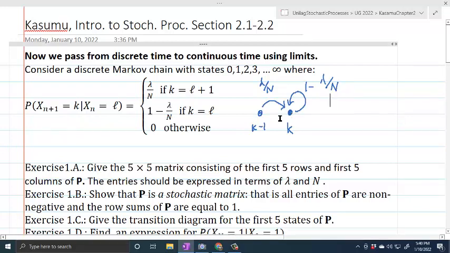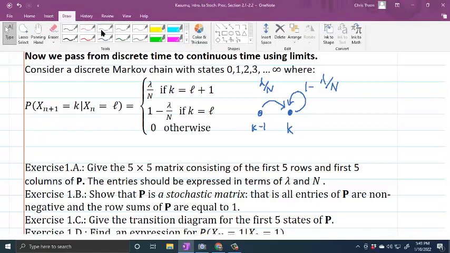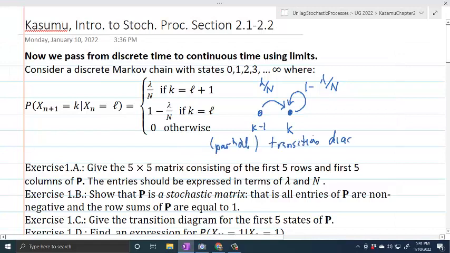Now, this is just part of a transition diagram such as you did in figures 1.3, 1.4, and 1.5 in the first chapter. So you can consider this as a transition diagram, a partial transition diagram. Okay, as I said, this is like figures 1.3, 1.4, and 1.5 in chapter 1. All right? Now, given this specification for a discrete Markov chain, you should be able to do these exercises.